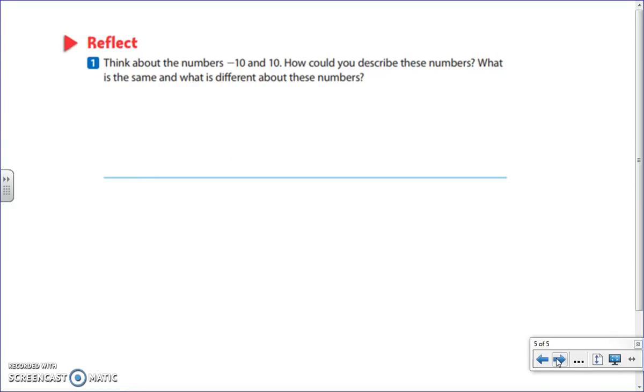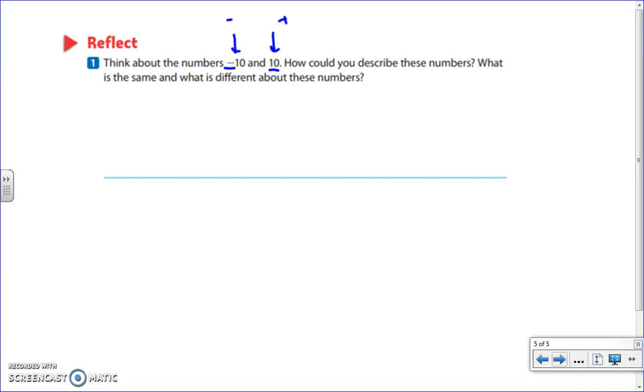So let's think about the numbers -10 and 10. How could you describe these numbers? What is the same? What is different about these numbers? What I see right away is that there's a negative sign in front of this 10, and there's no negative sign in front of that one. So this one would be negative, and this one would be positive. So that's one thing that I noticed that's different about them.